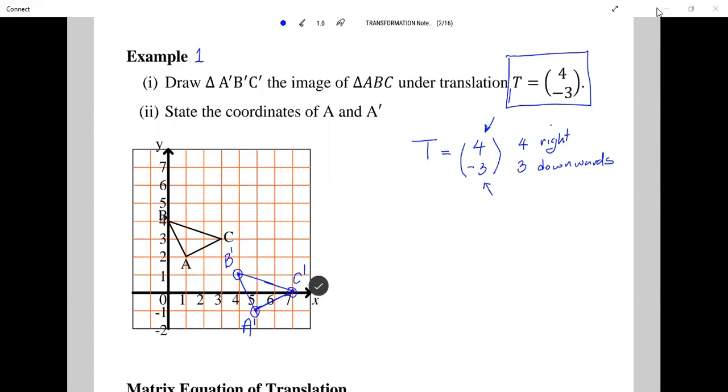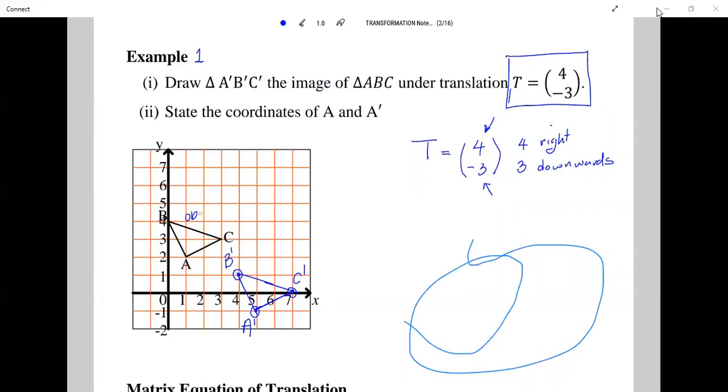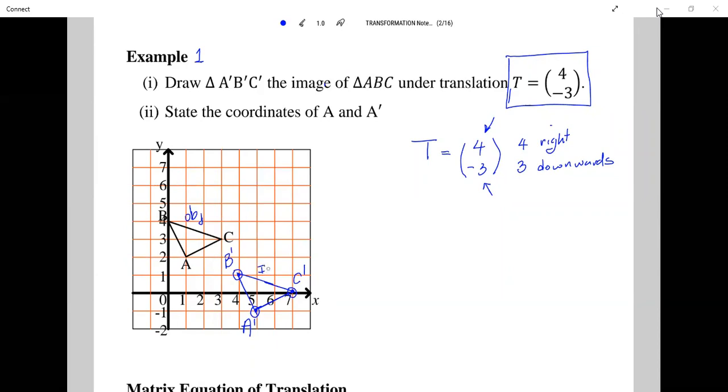All right. Now, this shape here is called the object. And this shape is called the image.